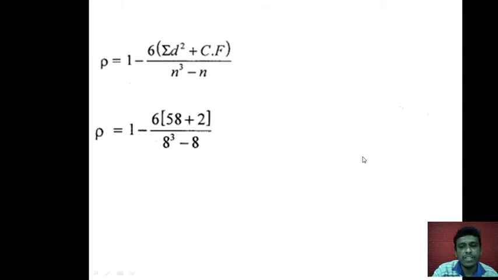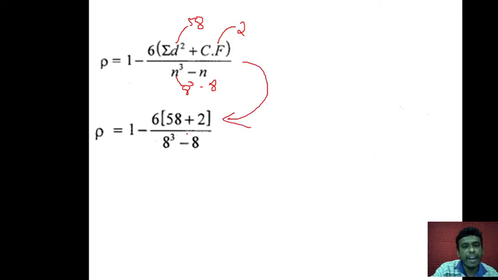The formula is, I'm just writing down the formula back, 1 minus 6 summation d square plus CF upon n cube minus n. Summation d square we are getting it as 58. CF we have got calculated it as 2, 24 divided by 12 we had got in the previous slide, and n we know it is 8, so it is 8 cube minus 8. So this is what we'll get after substitution.